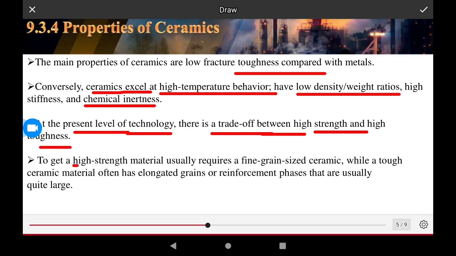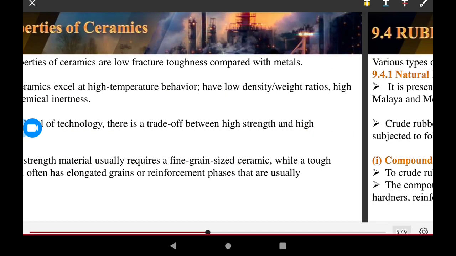To get high strength, a fine grain size is usually required in ceramics, while for toughness in ceramic materials, often elongated grains are required, with phases that are usually quite large. These properties of ceramic material are very important, and testing of ceramic materials is achieved by application of various methods to determine their properties.